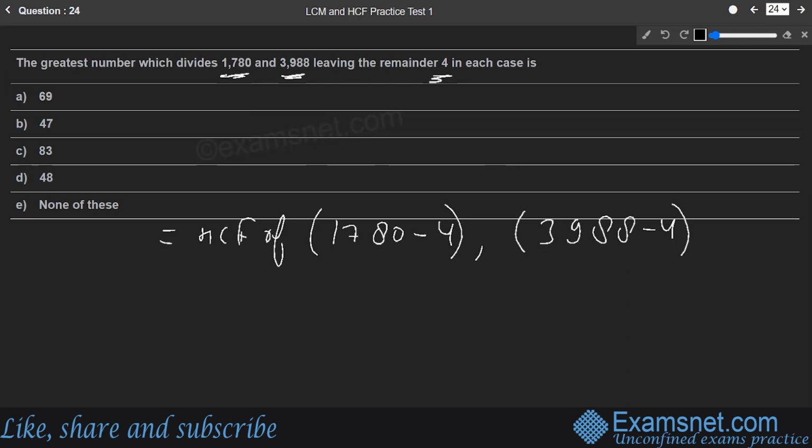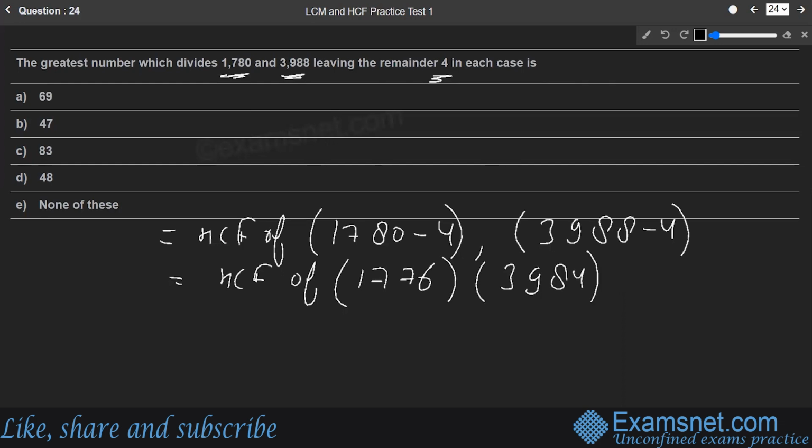So the HCF can be found out by subtracting 4 from both the numbers and then finding the HCF of the resulting numbers. So clearly, if we subtract 4 from each, we have to find the HCF of 1776 and 3984. So let us do the prime factorization of 1776. 1776 divided by 2 leaves 888, again by 2 leaves 444, again by 2 leaves 222, again by 2 leaves 111. Now this 111 cannot be divided by 2, so we divide by 3, and then 37 is left. These are the factors of 1776.